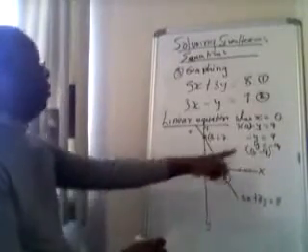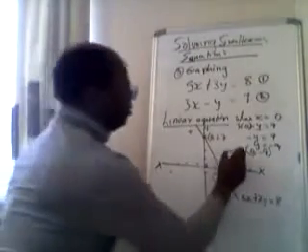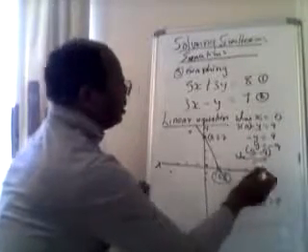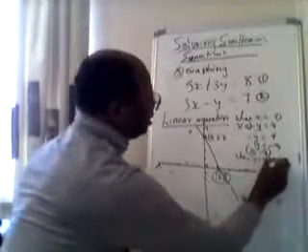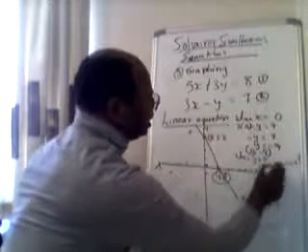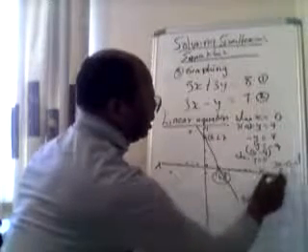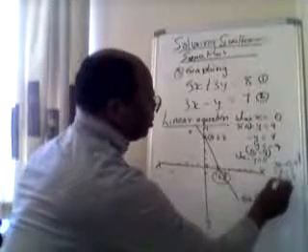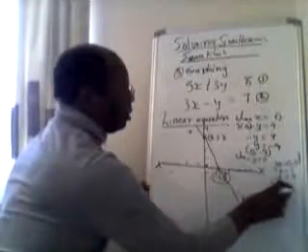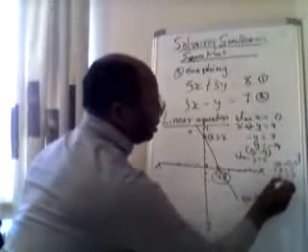The second is when y is 0. So when y equals 0, it's going to be 3x minus 0 equals 9. 3x equals 9, x equals 3. So the next is going to be 3, 0. This coordinate is 3, then 0.